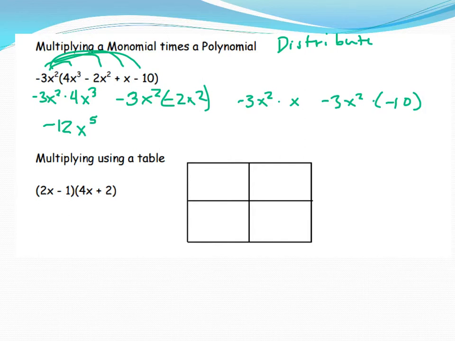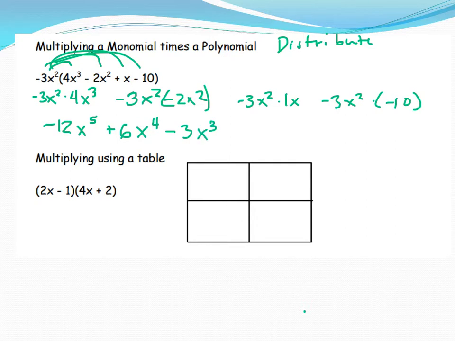Next one, I have negative 3 times negative 2. That's going to be a positive 6. Then I have x squared times x squared. Again, product rule here: 2 x's and 2 more x's gives me x to the fourth. Again, we add our exponents. Then I have negative 3x squared times x. That's going to be minus 3 because there's a 1 in front of this x. And then I have x squared times x. How many x's would that be?